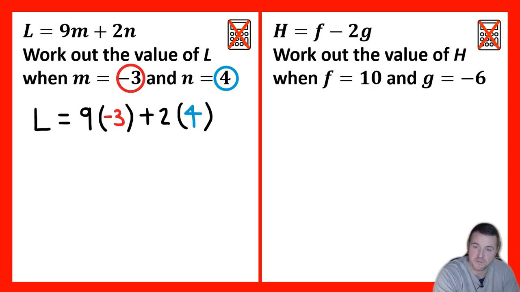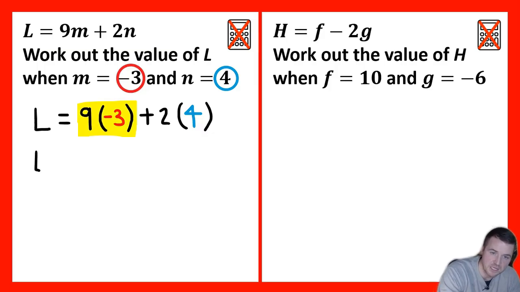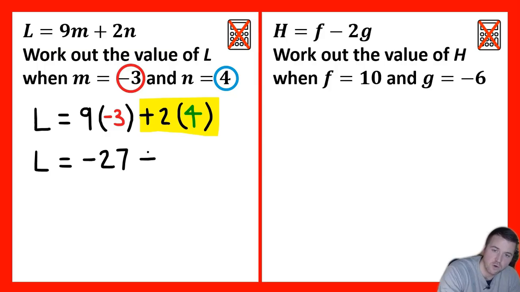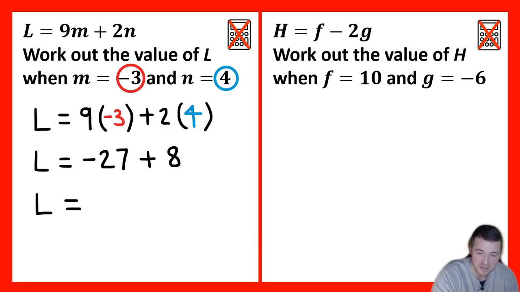These questions will often involve 2 or more marks, and by writing a substituted version of the formula down, we guarantee ourselves one of those marks, even if we then make mistakes which leads to an incorrect answer. Next, we'll perform calculations step by step, rewriting and focusing on each operation. 9 lots of -3 is -27, and then I'm adding 2 lots of 4, which is the same as adding 8. Lastly, I can simplify to give me the final answer. In this case, -27 plus 8 is -19.